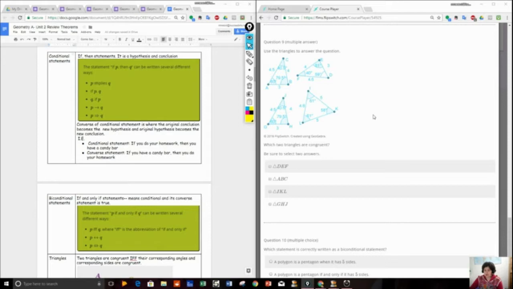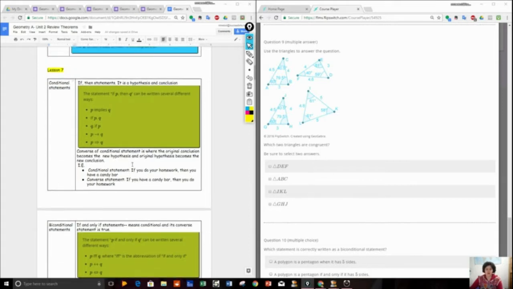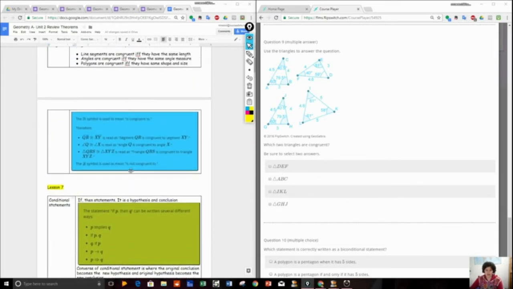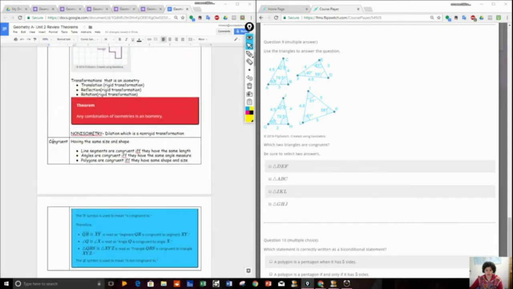Question 9. Use triangles to answer the questions. Which two triangles are congruent? Be sure to select two answers. Okay, so congruence. Again, if I scan in the left column, I see congruent, having the same size and shape. Polygons are congruent if and only if they have the same shape and size. So we want to look for two triangles that have the same side lengths and the same angles.